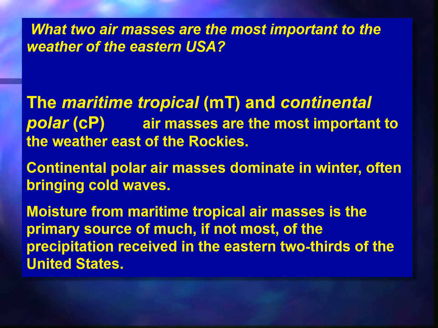Okay, exam question here for sure. Pretty easy. Which two air masses are the most important affecting the weather of the eastern United States, say east of the Rocky Mountains? And there are two of them. The maritime tropical coming from the Atlantic, Gulf, or Caribbean, and the continental polar coming down from Canada. Most important to the weather east of the Rockies. Continental polar air masses dominate in winter, often bringing cold waves. Moisture from the maritime tropical air mass is the primary source of much, if not most, of the precipitation received in the eastern two-thirds of the United States. And that's true all throughout the year.